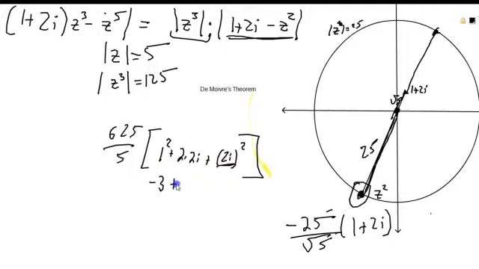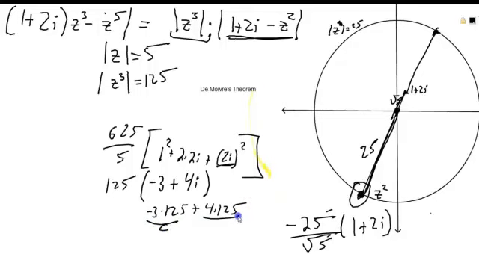It's going to be negative 3 plus 4i. And that whole thing, of course, times 625 over 5, which is 125. So it's negative 3 times 125 plus 4 times 125i. And since what we put on the answer sheet was c plus di, c is this thing and d is 4 times 125, then c plus d is just 1 times 125. So the answer to the actual question that was asked is 125.